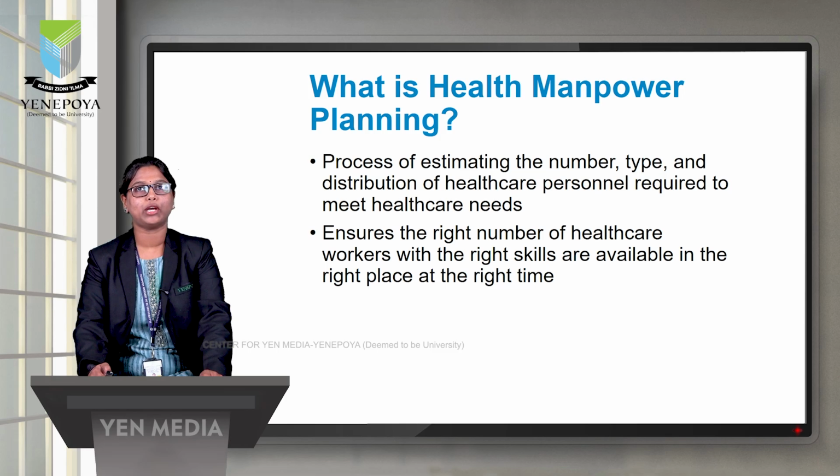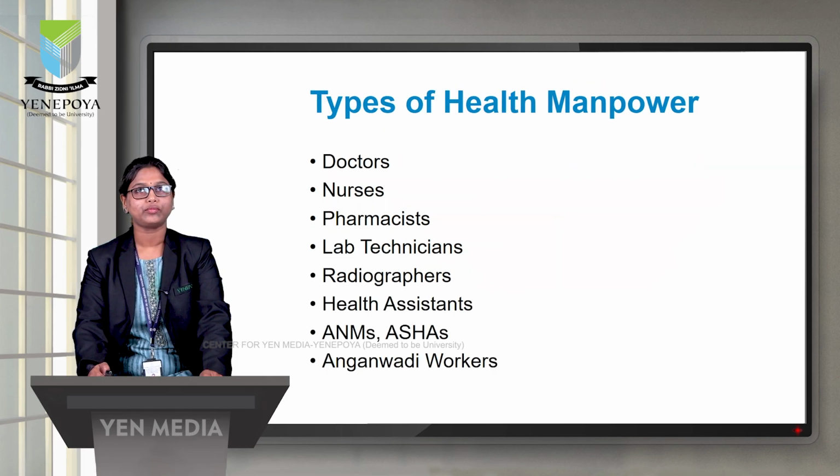What is health manpower planning? To start, let's understand what health manpower planning means. It is a process of estimating the number, type and the distribution of healthcare personnel needed to meet the healthcare needs of the population. The goal is to ensure the right number of healthcare workers with the right skills are available in the right place and at the right time. This is a systematic approach and is crucial for any health system. Even the best hospital and equipment cannot deliver quality care without competent human resources.